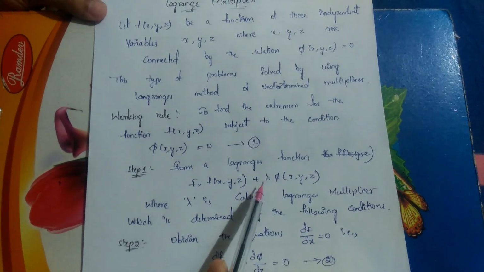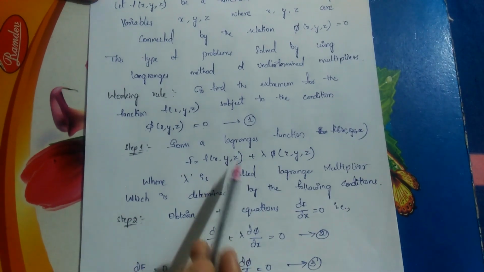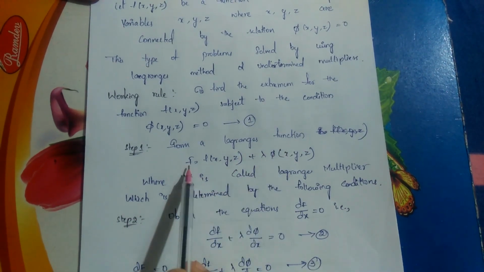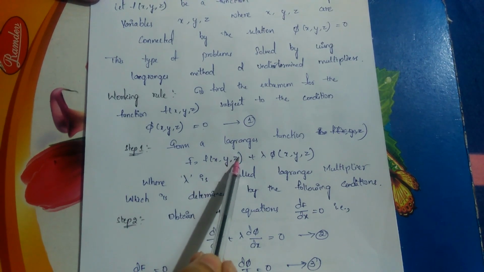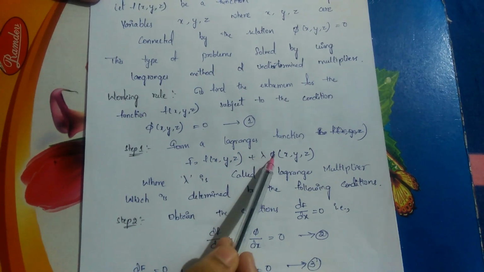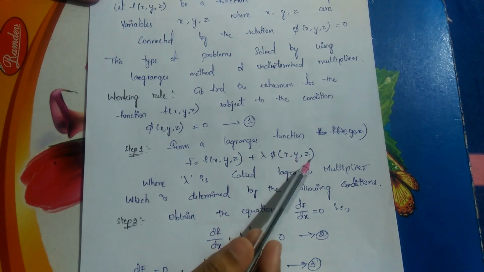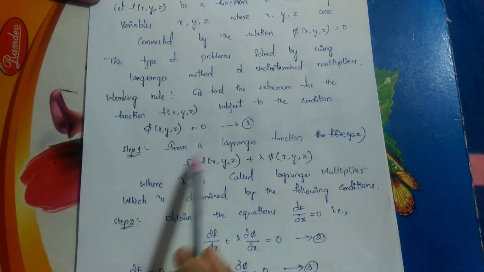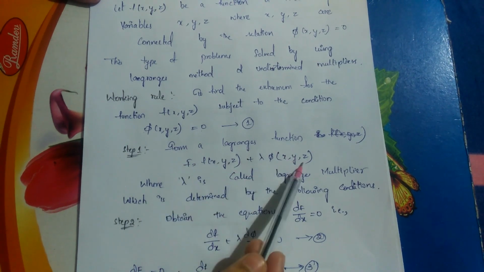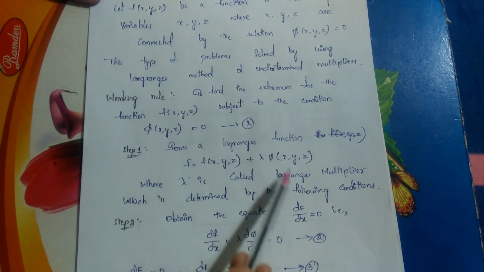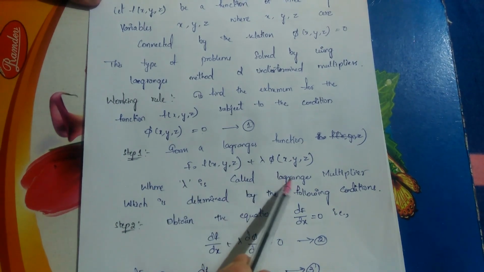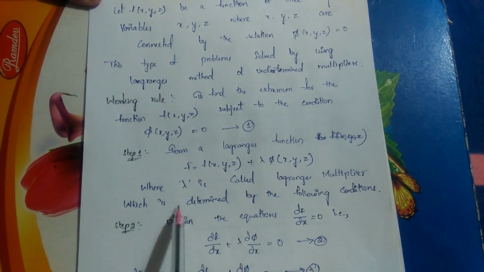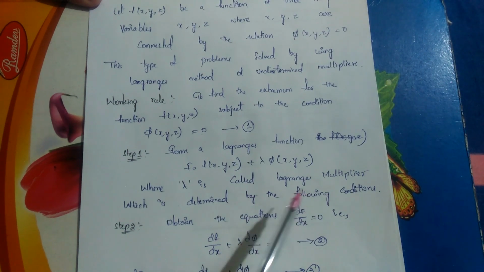In step 1, we form a Lagrange's function, that is capital F equals f of x comma y comma z plus lambda into phi of x comma y comma z. This is a Lagrange's function. First we have to form the Lagrange's function from the given information, where lambda is called the Lagrange multiplier, which is determined by the following conditions.